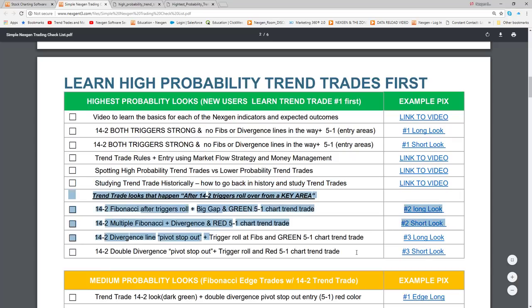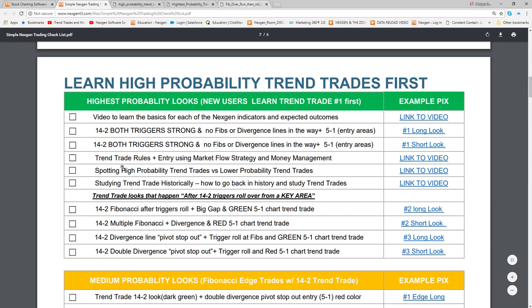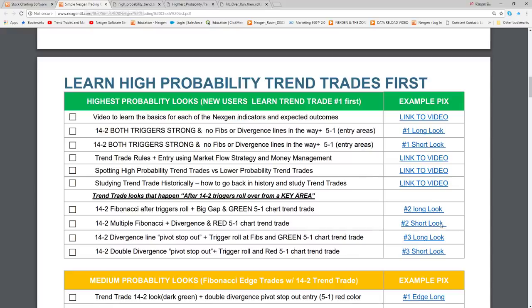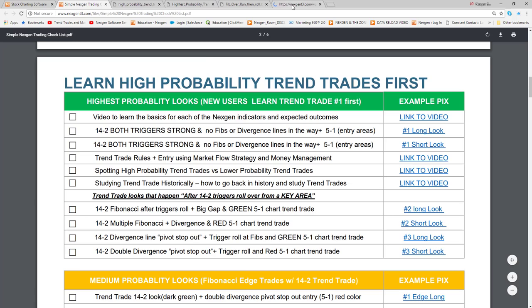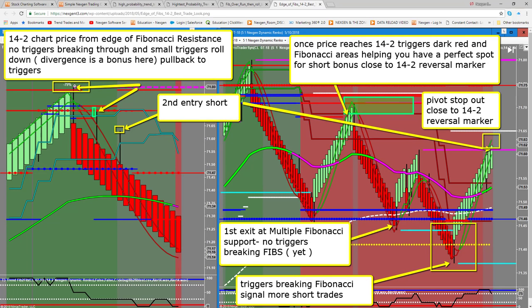Once you get those down, then the next trend trades are very easy. It's basically wait for something to get hit and then the triggers to roll over. So look, I'll show you a couple of them here. Wait for fib support to get hit on the big chart and then the triggers roll over and then you do a trend trade long. Very easy. Or the second one is wait for resistance to hold and with divergence, and then the trigger lines roll. After divergence, that negative number, triggers roll, and then you do trend trade shorts on your little chart.